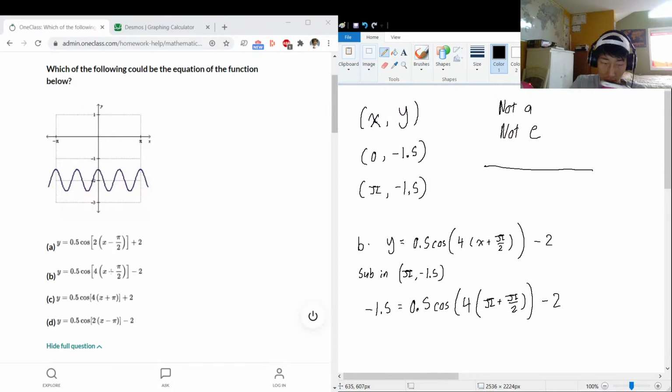So the cosine of 4 times 3 pi over 2 is 1, times 0.5 is 0.5. Minus 2 is negative 1.5. So we're probably good on that, but that doesn't necessarily mean that we can disqualify it.